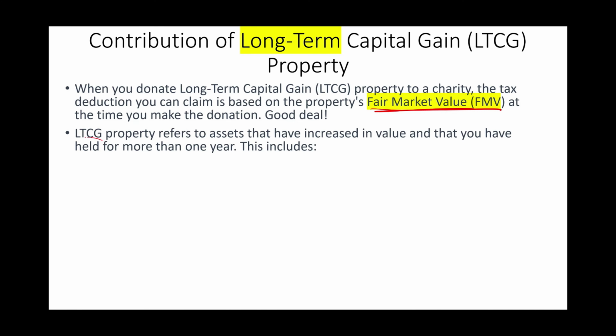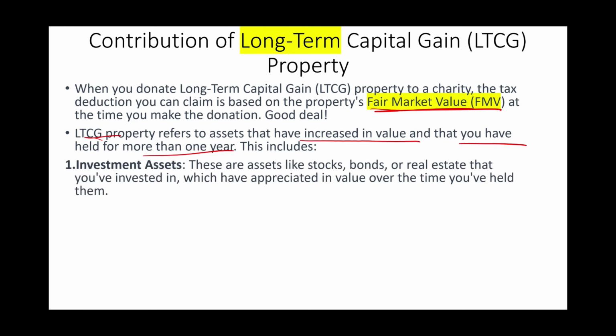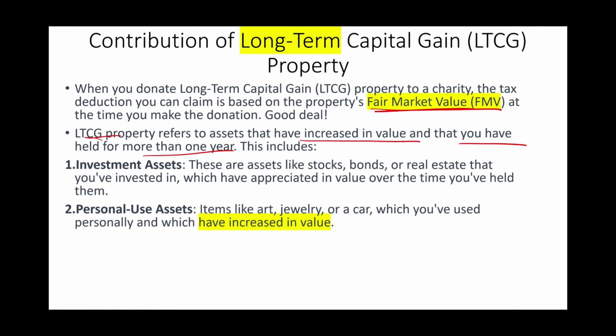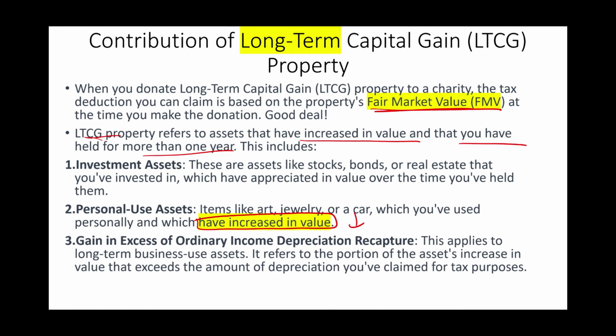Long-term capital gain property refers to the asset that increased in value that you have held for more than a year. And this could include investment assets like stocks, bonds, real estate that you have invested in, which appreciated over time. It could include personal use assets like art, jewelry, a car, that what? That went up in value. What happens if it went down in value? It's considered ordinary income.